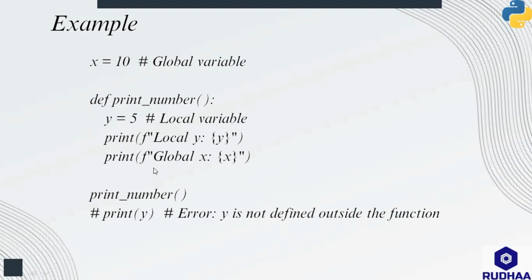So print f local y value and global x value. So print number of print y. So this y is outside, this y comes outside the functional block. So when you type this program, you will receive an error that y is not defined outside the function. Only inside the functional block it will be getting executed. So this is about scope, global and local variable scope.